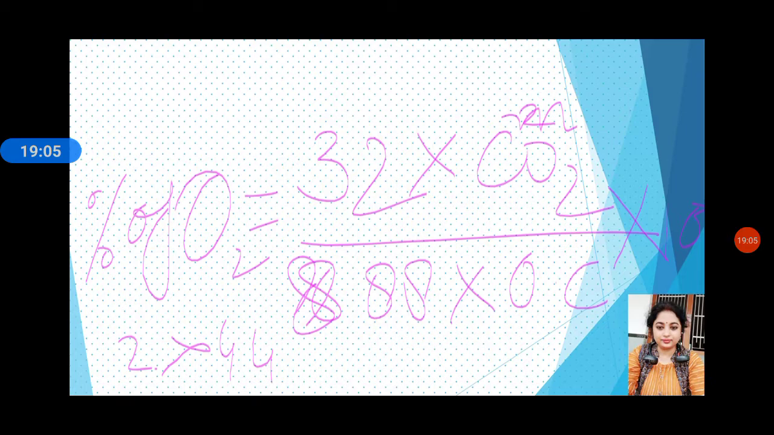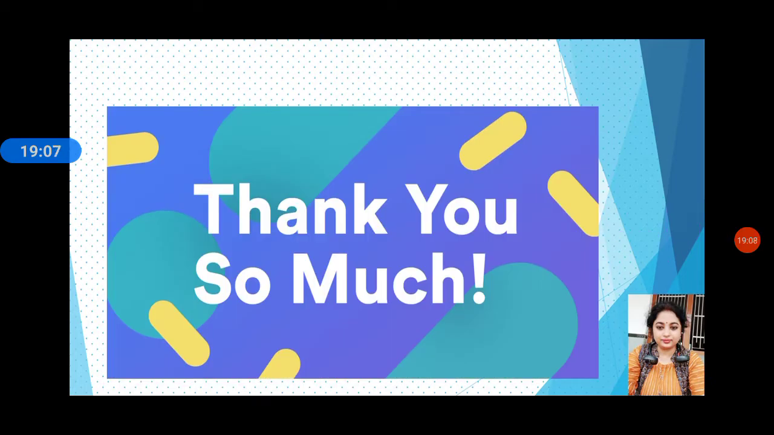So this was all about the estimation of organic compounds: estimation of carbon, hydrogen, nitrogen, sulfur, halogen, phosphorus, oxygen. These are the only things present in any organic compound. So we have seen how we can detect and how we can estimate. Detection is qualitative analysis and estimation is quantitative analysis. So this was all about the estimation.